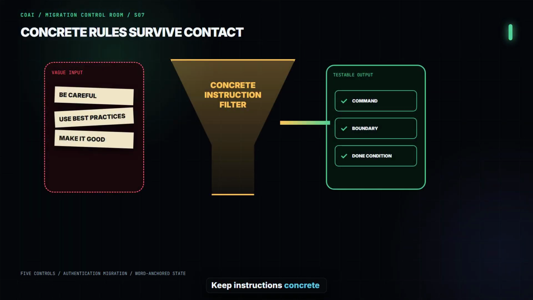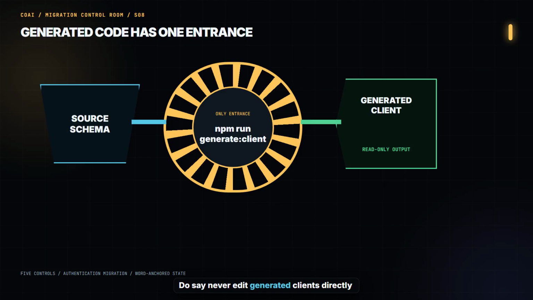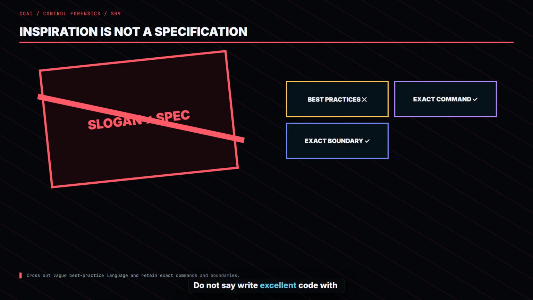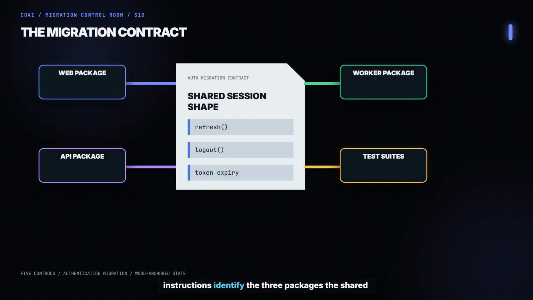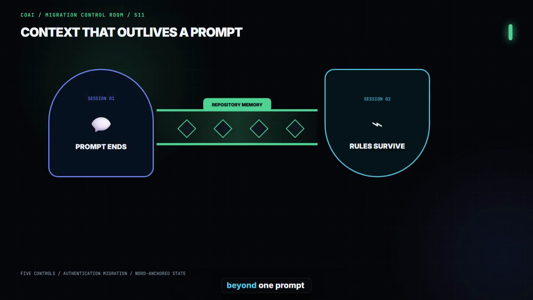Keep instructions concrete. Do say, never edit generated clients directly. Run the generator from this command. Do not say, write excellent code with best practices. The agent already wanted to feel inspired. For our migration, instructions identify the 3 packages, the shared authentication contract, and the test suites that protect session refresh and logout behavior. The use case is context that survives beyond one prompt.